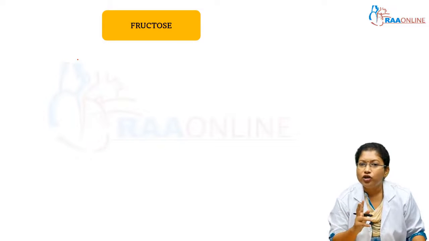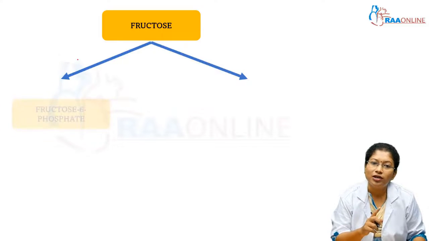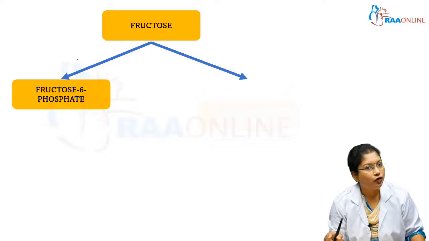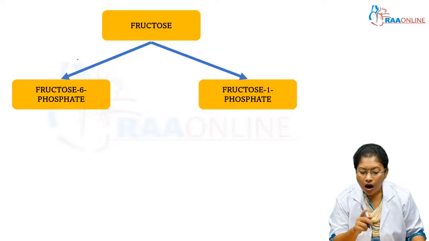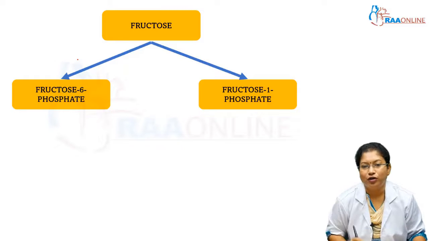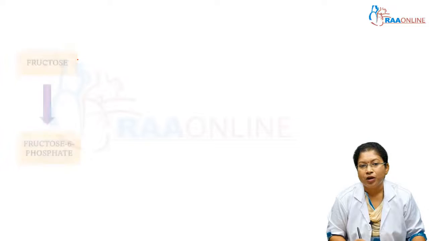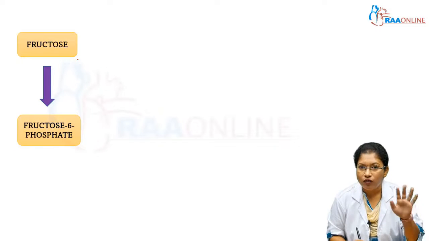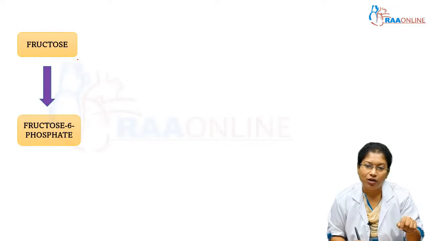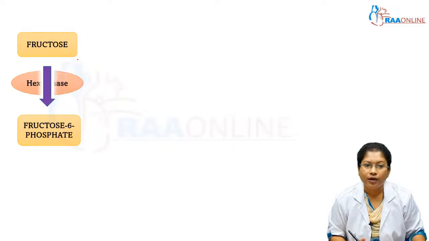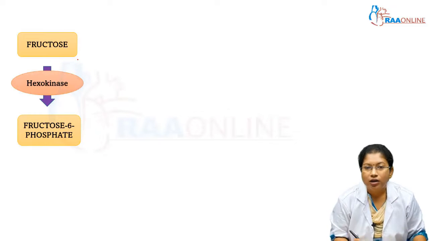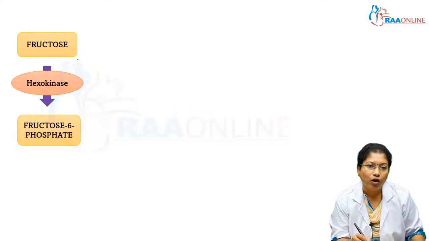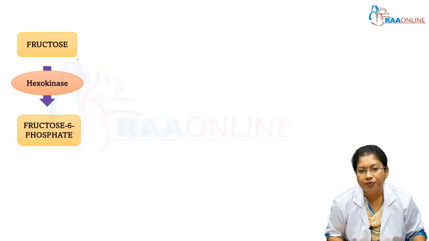The fructose has two pathways. One, it can be converted to fructose 6-phosphate, otherwise to fructose 1-phosphate. How is it converted to fructose 6-phosphate? First, we'll see that. For fructose to fructose 6-phosphate, you are going to add one phosphate group. That means the enzyme here is a kinase, hexokinase. This is also the enzyme for glucose to glucose 6-phosphate in glycolysis.